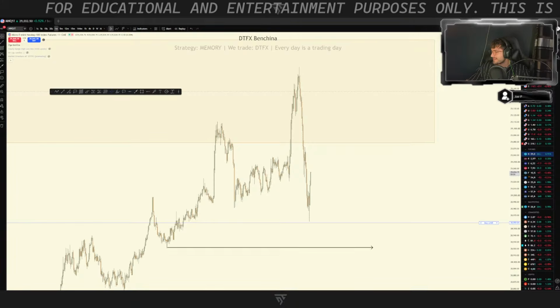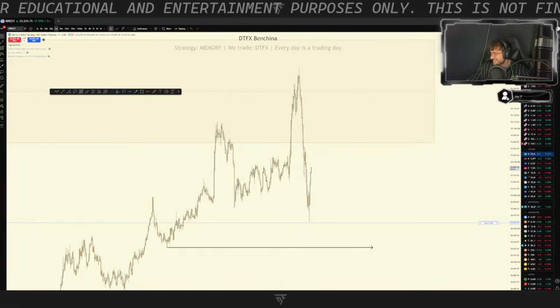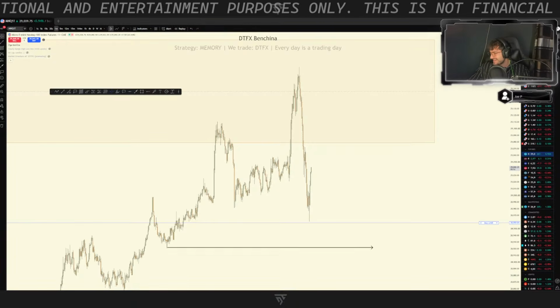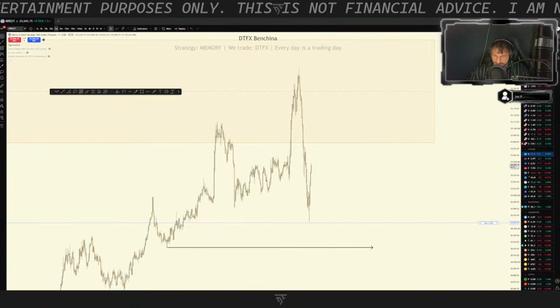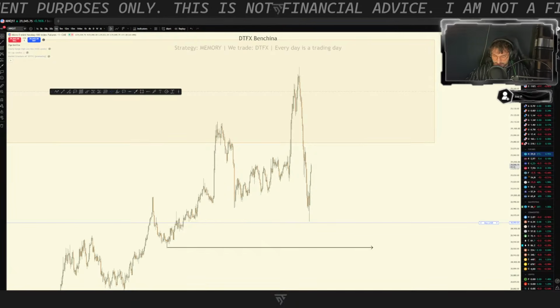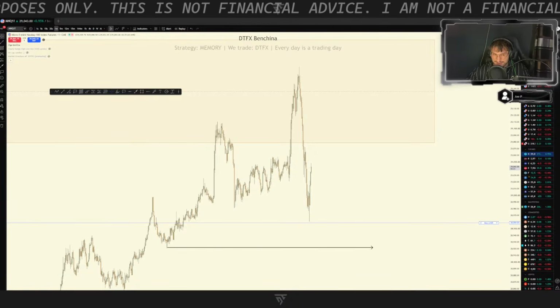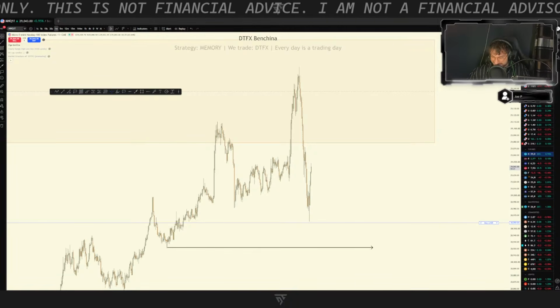Wait, they actually do have a liquidity sweep. Make it one about multiple mitigation zone MM. Let me do something real quick.